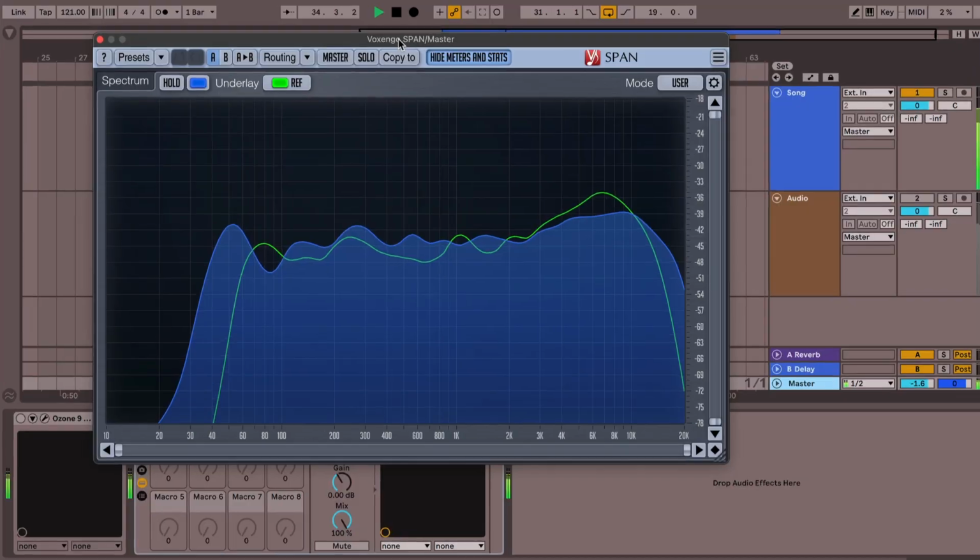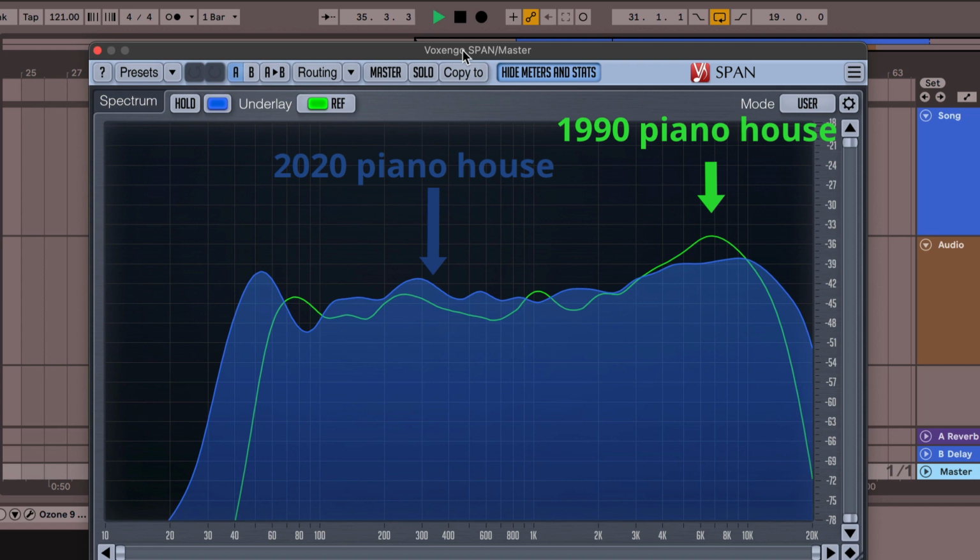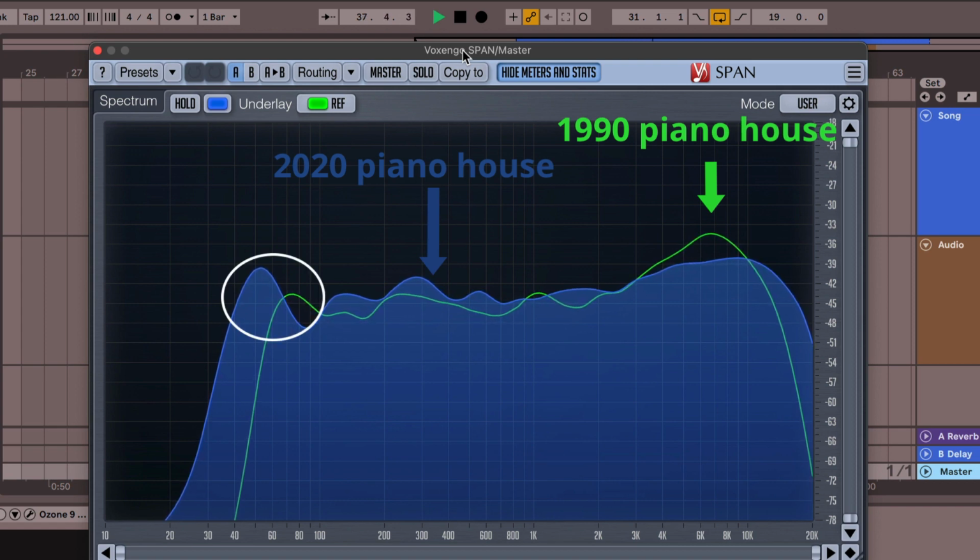Era is also key. Here's a vocal house song from last year with a prominent piano part. Let's compare that to one from the early 90s. They're fairly close, but notice that there's a huge difference in the sub area. So you gotta always watch out for era.